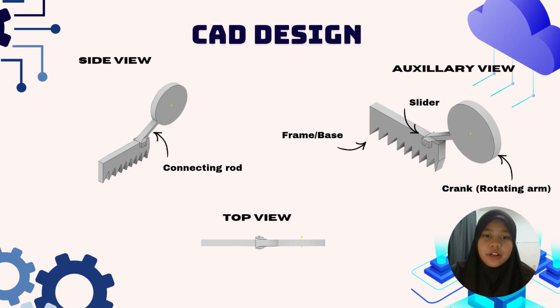This mechanism consists of a rotating crank connected to a connecting rod, which in turn drives the saw blade back and forth.